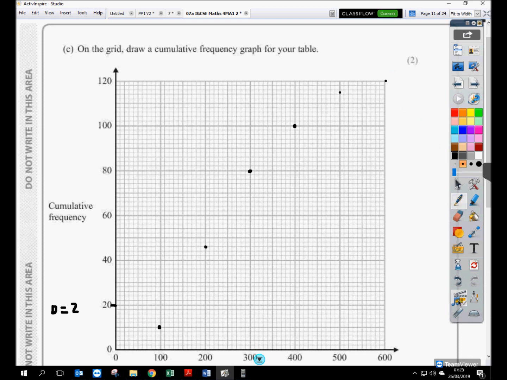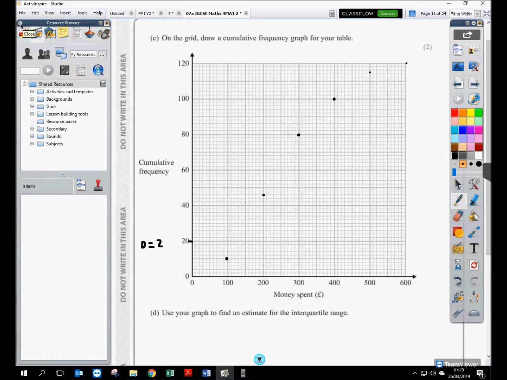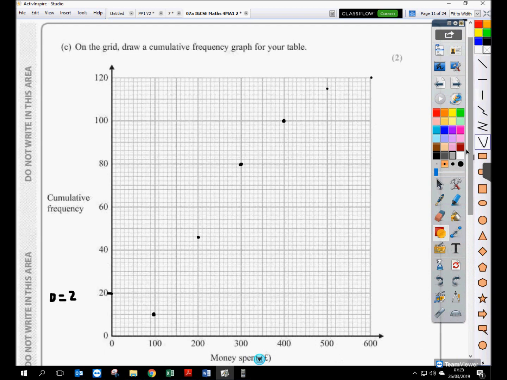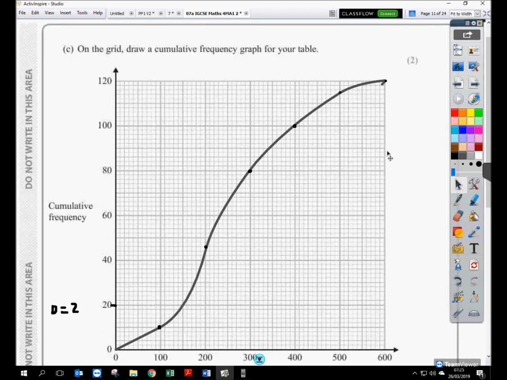What we then do is draw a smooth, elongated, S-shaped curve through all of these points, and it must go through all the points. So it's up to you whether you start at 0 or whether you start at the first point and go to the last point. But it must go through all the points, and it must be smooth, and it should have this kind of shape.